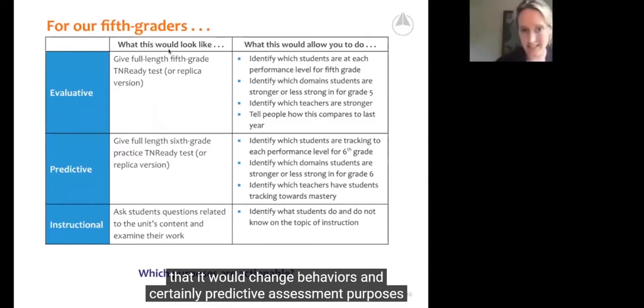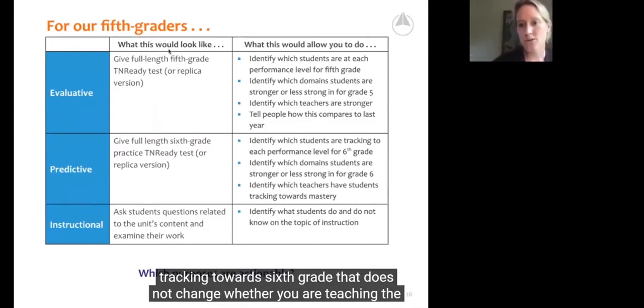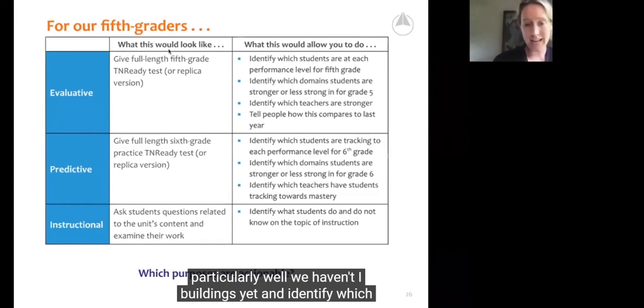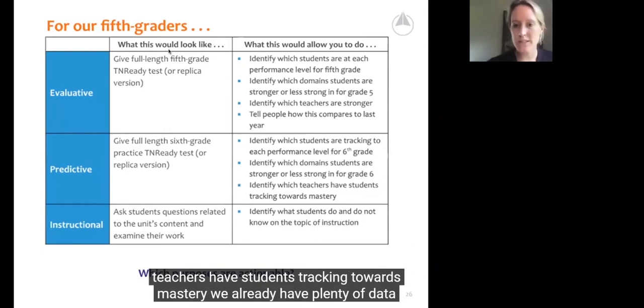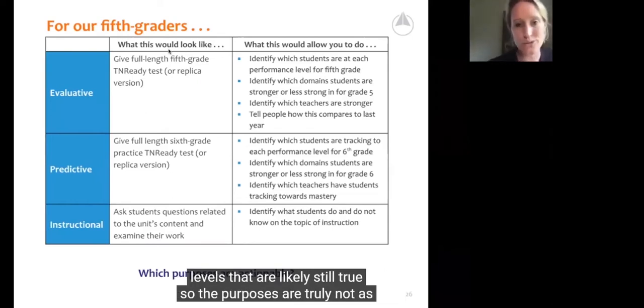And certainly predictive assessment purposes are not actionable at the start of the year. Identifying which students are tracking towards 6th grade, that does not change whether you are teaching the content to all students or not. Identify which domains students are stronger at for 6th grade. Well, we haven't taught any of the domains yet. And identify which teachers have students tracking towards mastery. We already have plenty of data on students that would allow us to understand that from their prior grade levels that are likely still true.